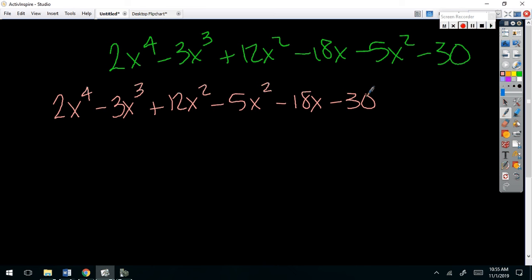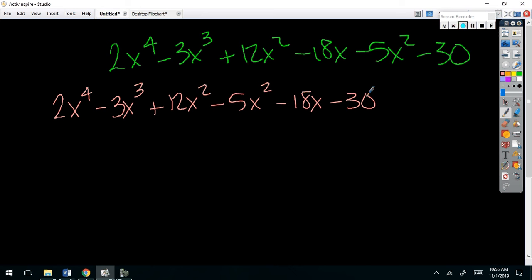So really your biggest question on this is going to be which order should they go in? Should it be 12x squared minus 5x squared, or should it be negative 5x squared plus 12x squared? Which should it be? Well, you could switch anything. There's no rule about what you can switch, but essentially you want them in standard form, and those are going to be the two that will benefit you to switch.